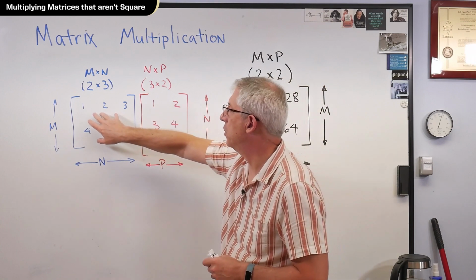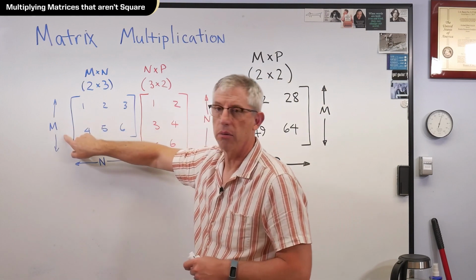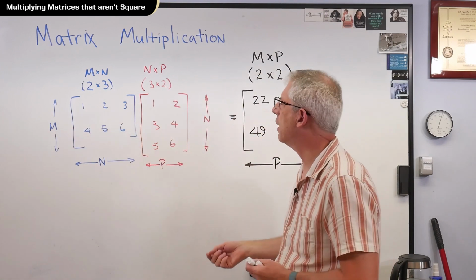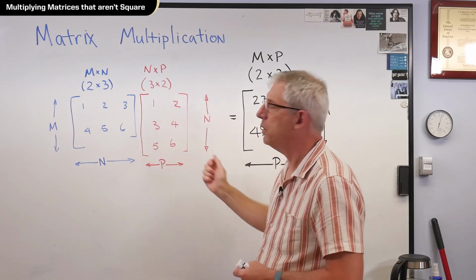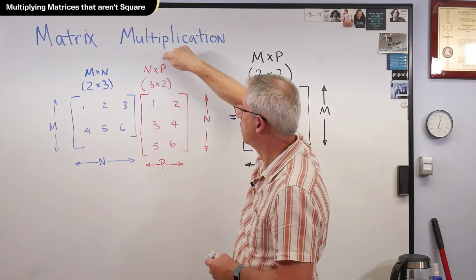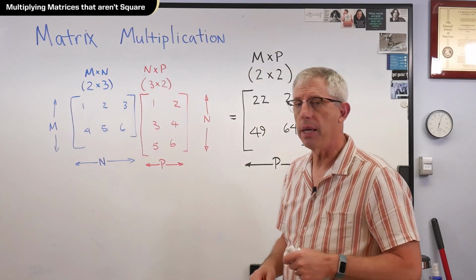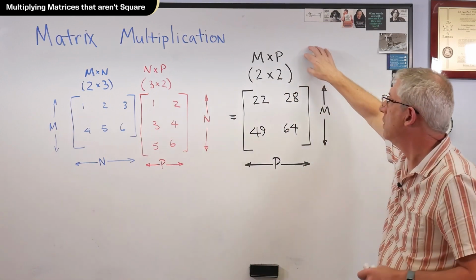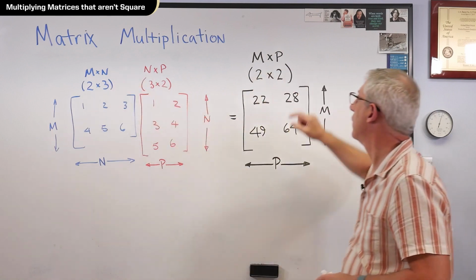This one, the blue one, is 2 rows and 3 columns. So M rows and N columns, and unfortunately M and N sound an awful lot alike. So the second matrix, the red one, has 3 rows and 2 columns, and that's N by P. These are the sizes up here. Now the big idea is that when you multiply these, the result is M times P. N doesn't appear in it anywhere, right?